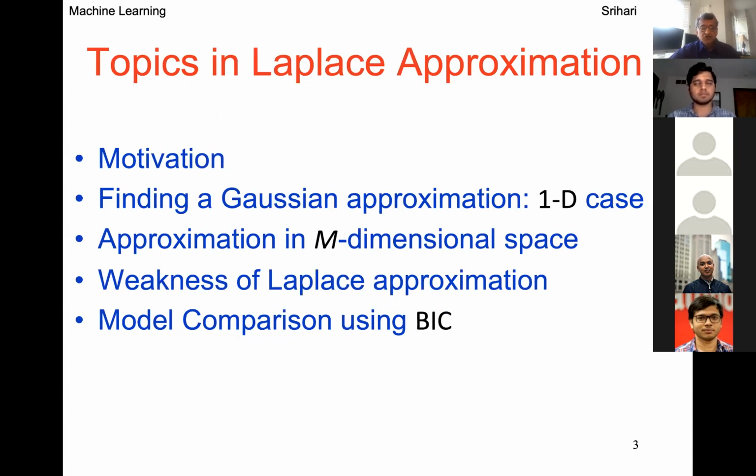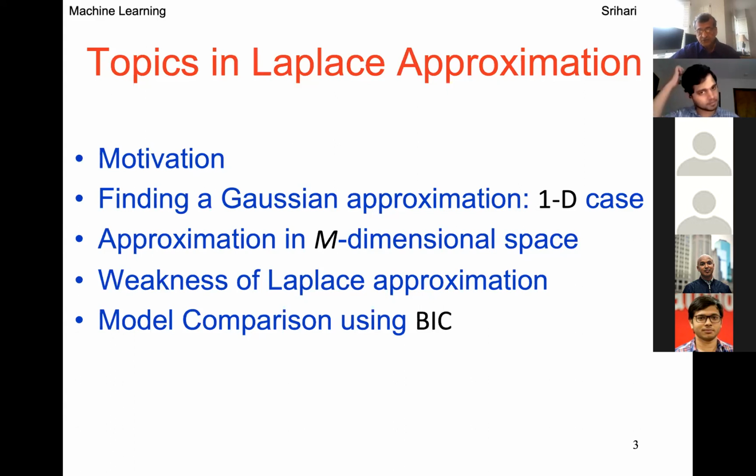So what are we going to learn in this particular segment? First of all, why do we want to look at Laplace approximation? And we will look at finding a Gaussian approximation in the one-dimensional case. I've given you a one-dimensional probability distribution that is not Gaussian, but Laplace approximation says, I'll find you a Gaussian as near to that as possible. And then we'll say that can be generalized to m-dimensional space. So not just one feature, but m dimensions. We have m feature vectors, right? And then we'll also talk about the weakness of the Laplace approximation.